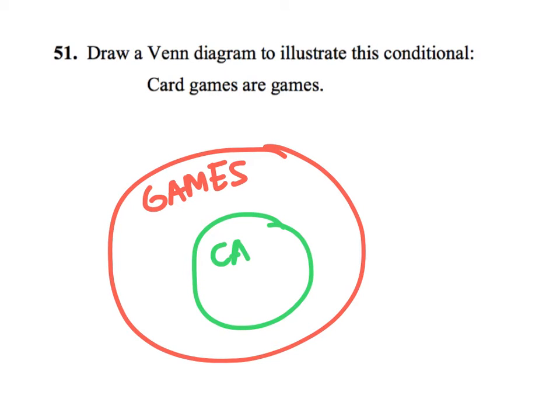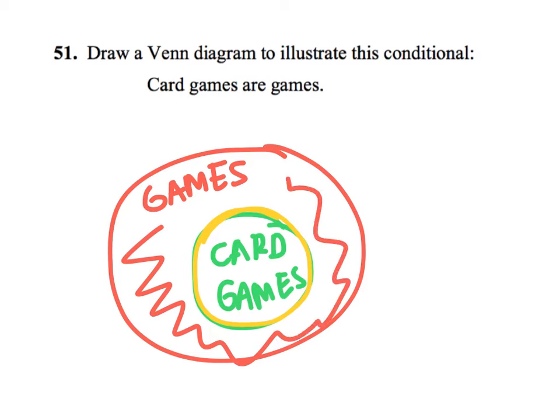And I know card games, wow, I did not spell that right. I know card games goes inside my game circle because all card games are games. So all of my card games fit inside of my big red game circle, which I now outlined in black on accident. But not all games are card games. So there's stuff outside of my yellow-green circle that does not fit into my card games circle.